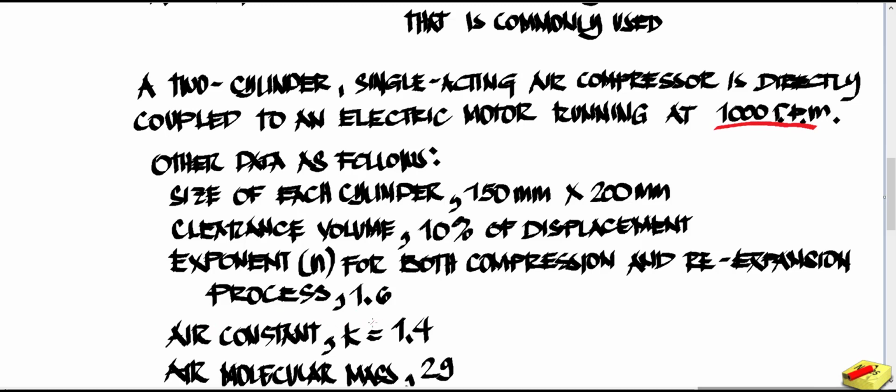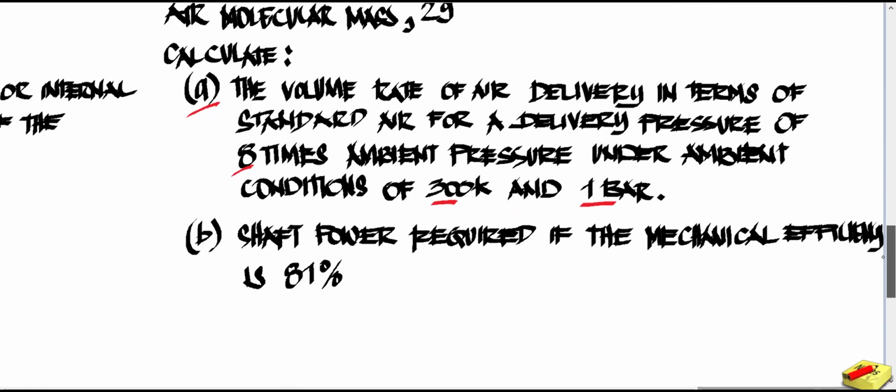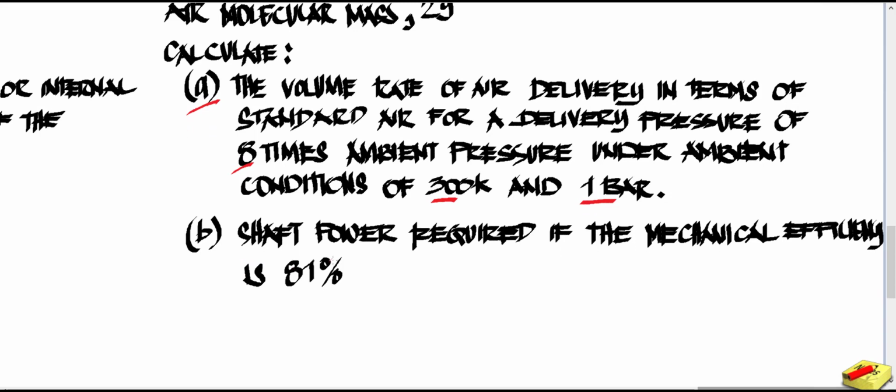For the air constant, we have k equal to 1.4, and the air molecular mass is 29. Calculate the volume flow rate of air delivery in terms of the standard air for a delivery pressure of 8 times ambient pressure under ambient conditions of 300 Kelvin and 1 bar. For letter B, what will be the shaft power required if the mechanical efficiency is 81%?